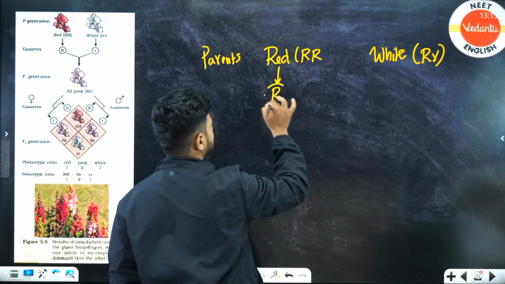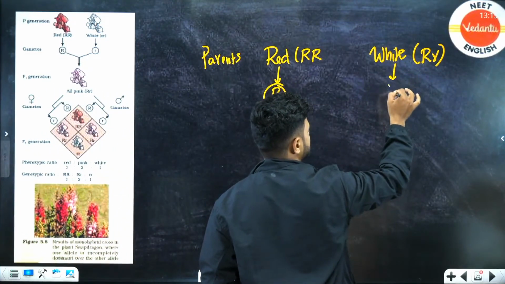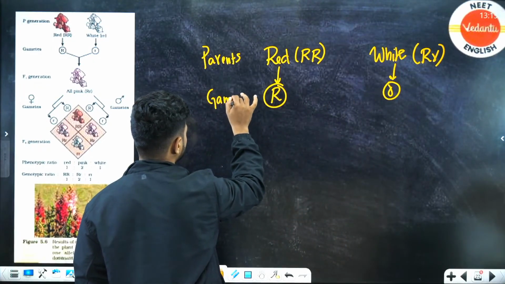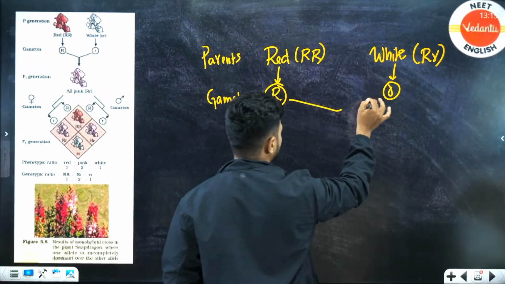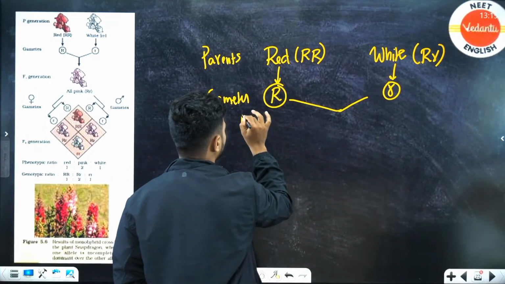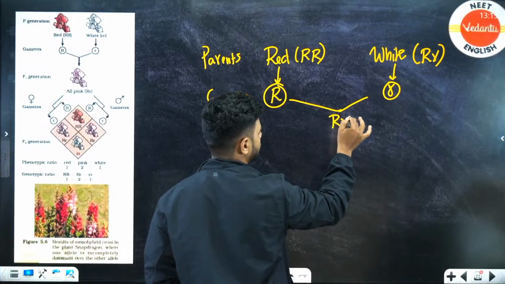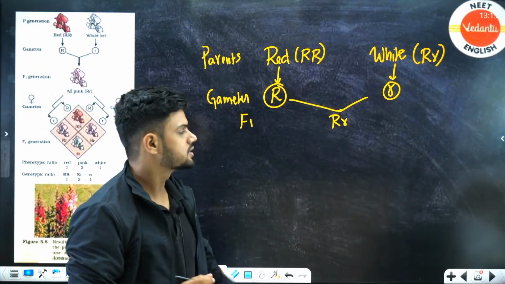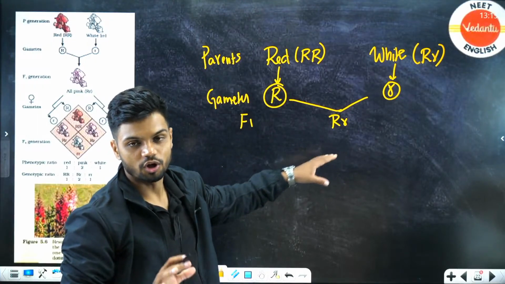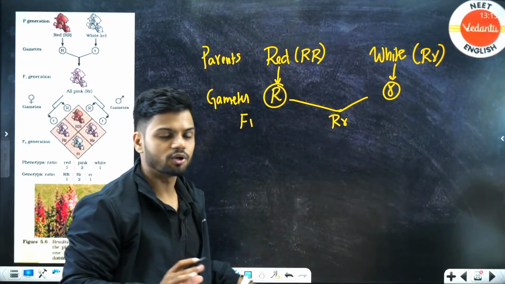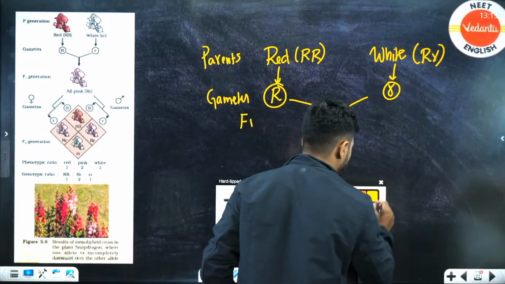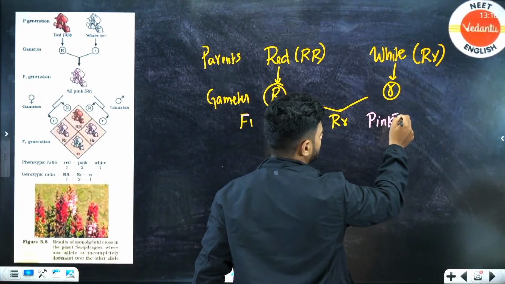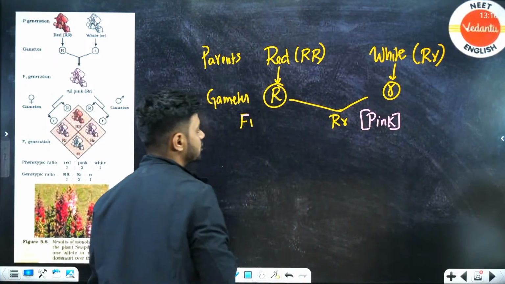Now here we get a single gamete each. Now we do crossing, and we end up getting the F1. F1 is capital R, small r. Now technically, students, if this was a normal cross, this would have been red. Since it is incomplete dominance, this particular flower will be pink in color.